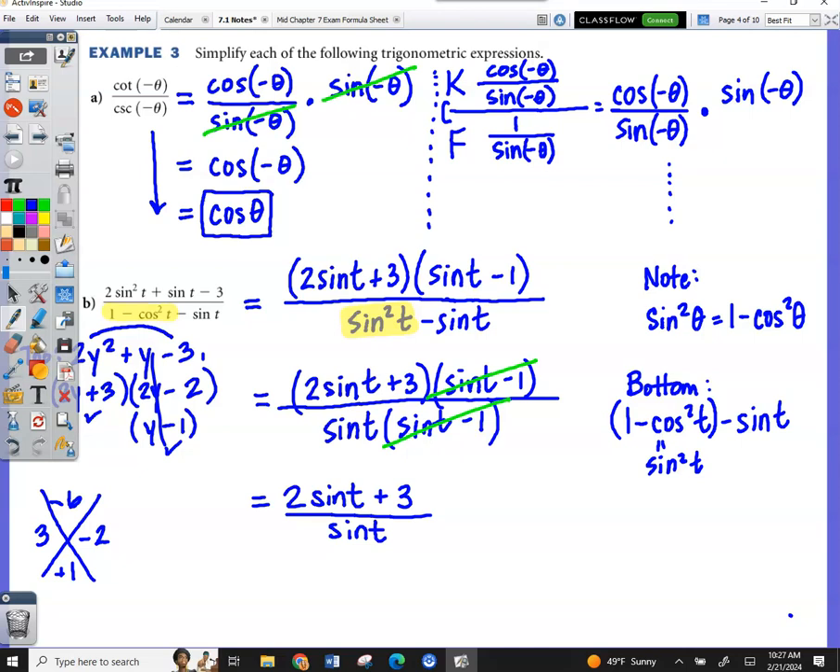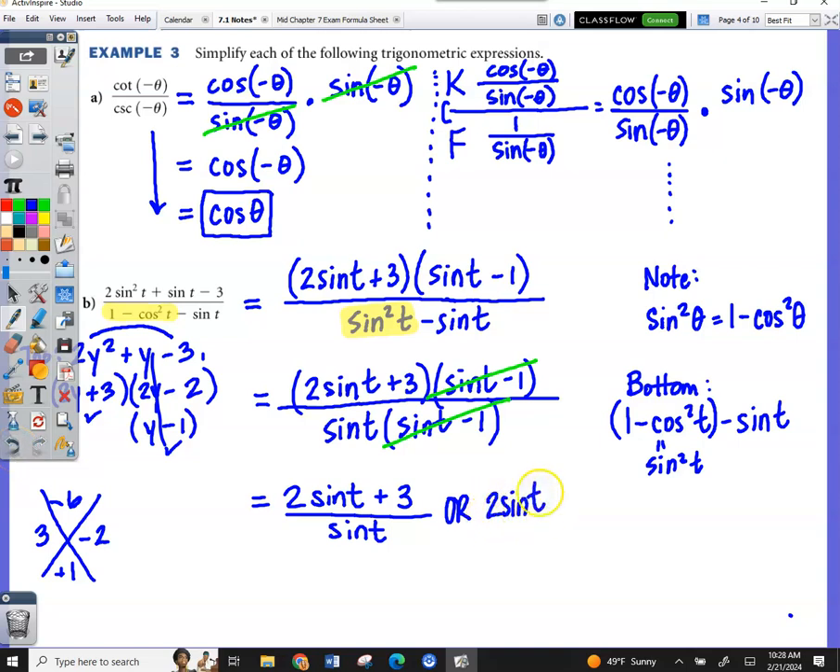Now, I'm not done. Do you notice that you have a sine in the top and you have a sine in the bottom? We can separate this. Now, the top has 2 terms here. We could separate this, and then one of those fractions would end up with sine over sine, which would be 1. So watch what I do here. This can be rewritten. I'm going to at least finish the problem.